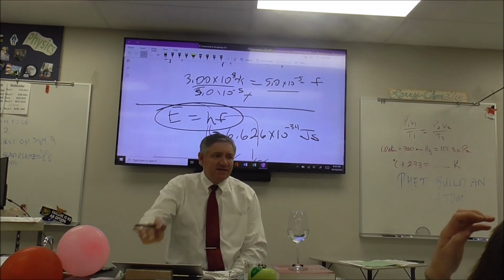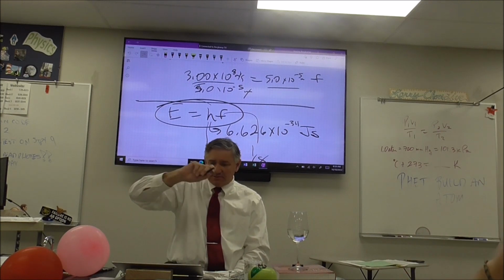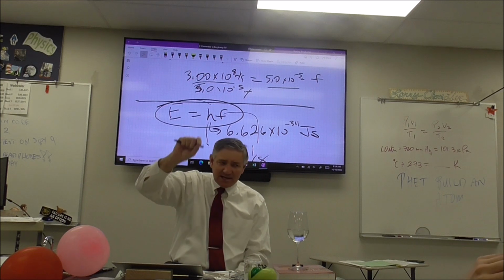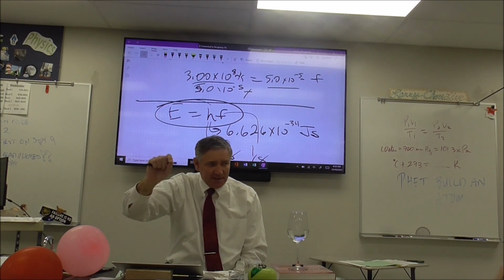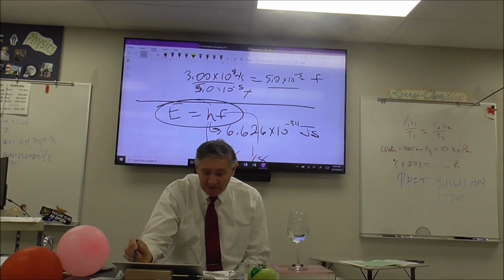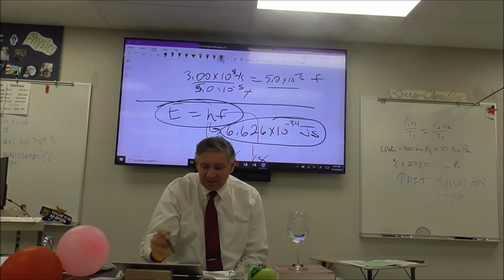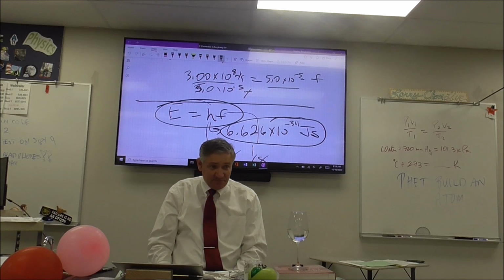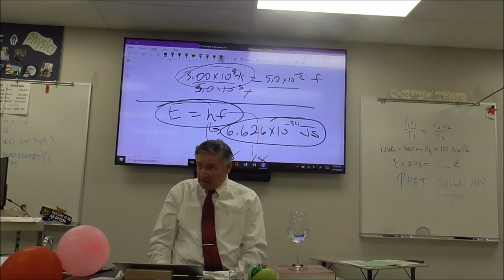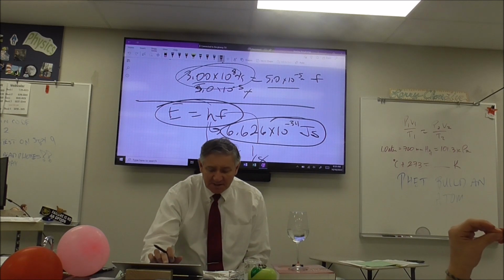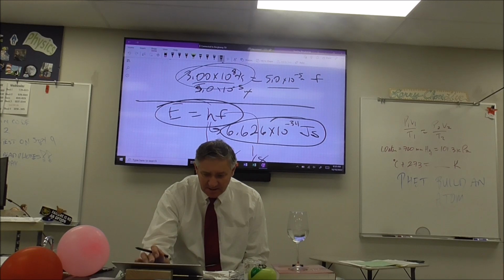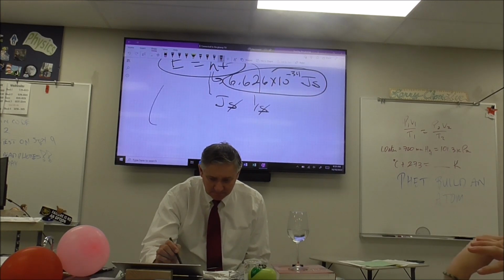So, somebody take your calculator. Let's run through this right quick. So somebody take 3.00, and remember, hit that EE key. Do not type in times 10. If you like to store numbers, what I would do is I would store this 6.626 times 10 to the negative 34th, and I would store the speed of light, because you're going to be using those numbers a lot. So, somebody take 3.00 times 10 to the 8th, divide that by 5.0 times 10 to the negative 5th. What do you get?